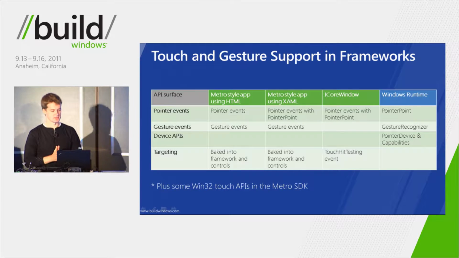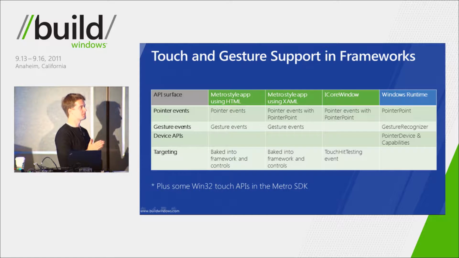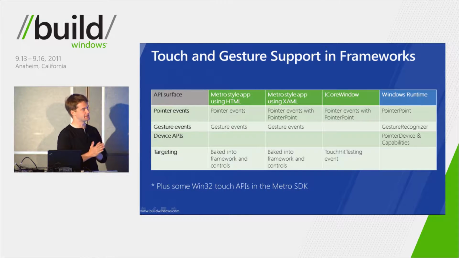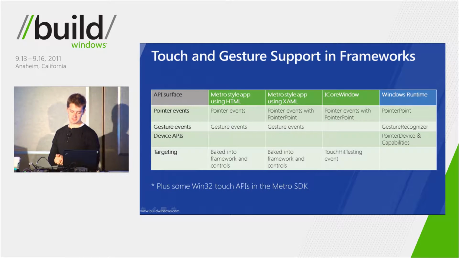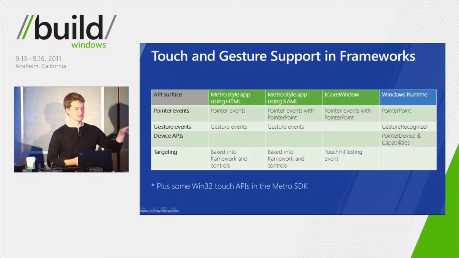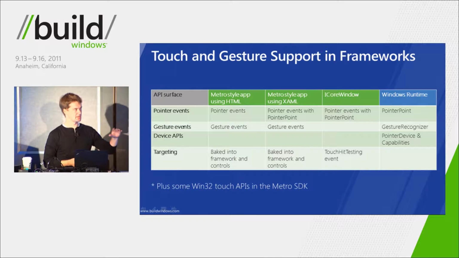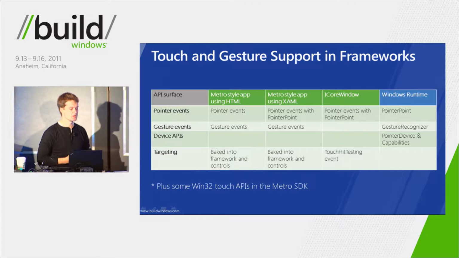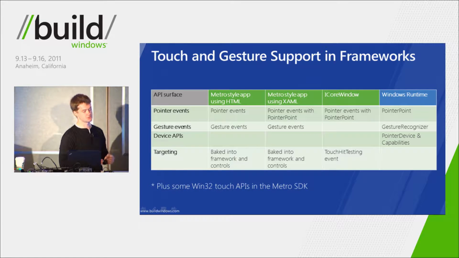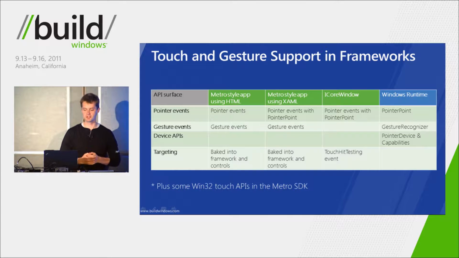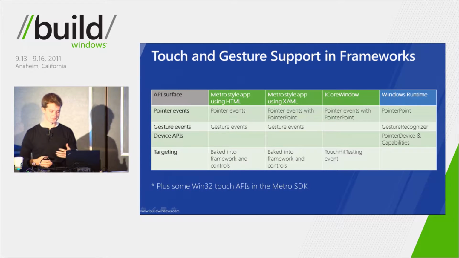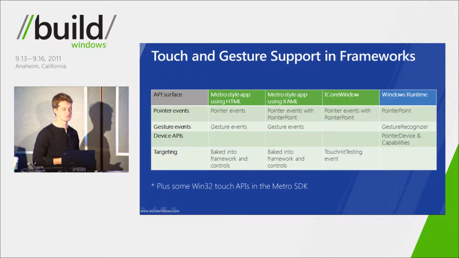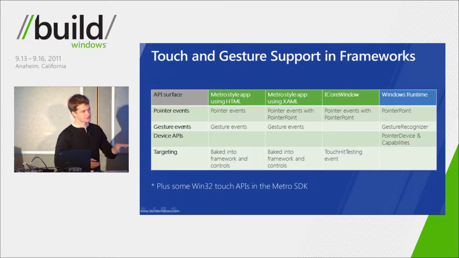So ICoreWindow is interesting. ICoreWindow is our base primitive windowing element in the runtime. It's, as I was saying before, as close to the metal as you can get in the Metro world. It provides pointer events. It looks a lot like the XAML pointer events. When you receive these events, you also get a pointer point attached to it. But it has no gesture events built in. If you want gestures, you can use the Windows runtime gesture recognizer. And the expectation when you're working with Core Window, a runtime interface, is that you'll be using other runtime components as well.